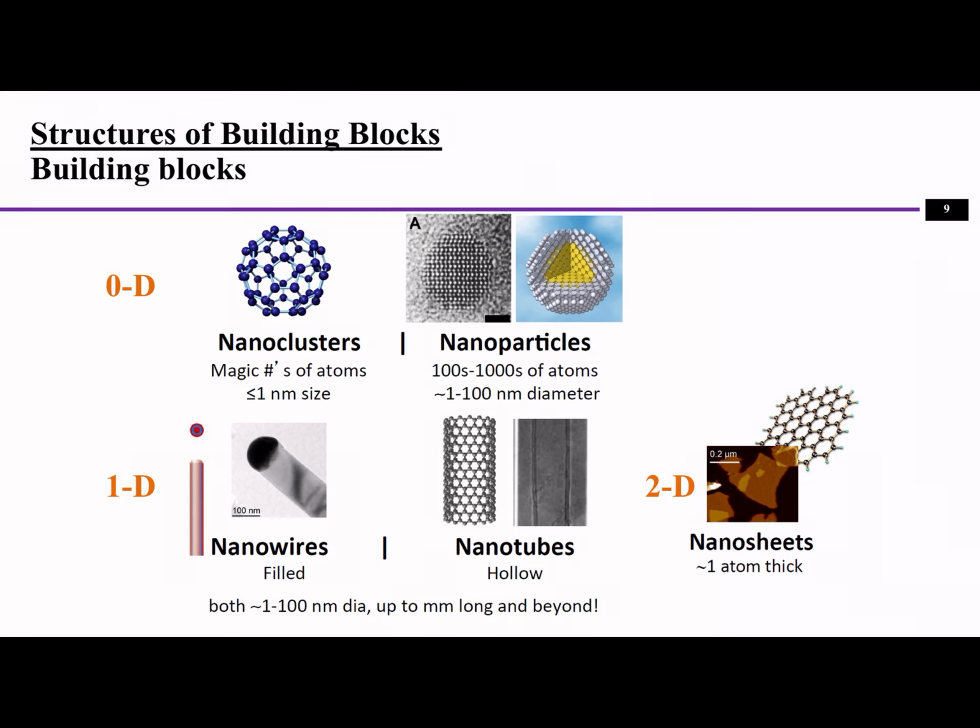All right, so now let's take a look at the basic building blocks of nanomanufacturing. Several building blocks can be created. Let's start from zero dimensions. We can have a cluster of atoms.